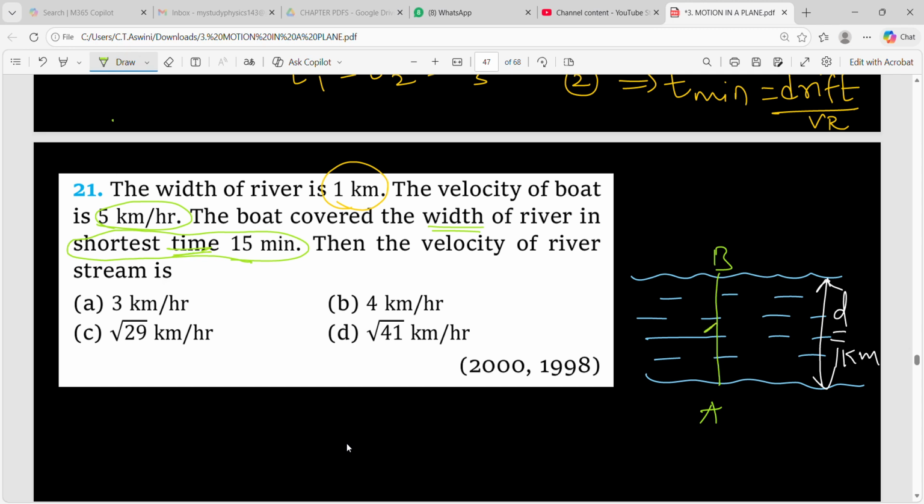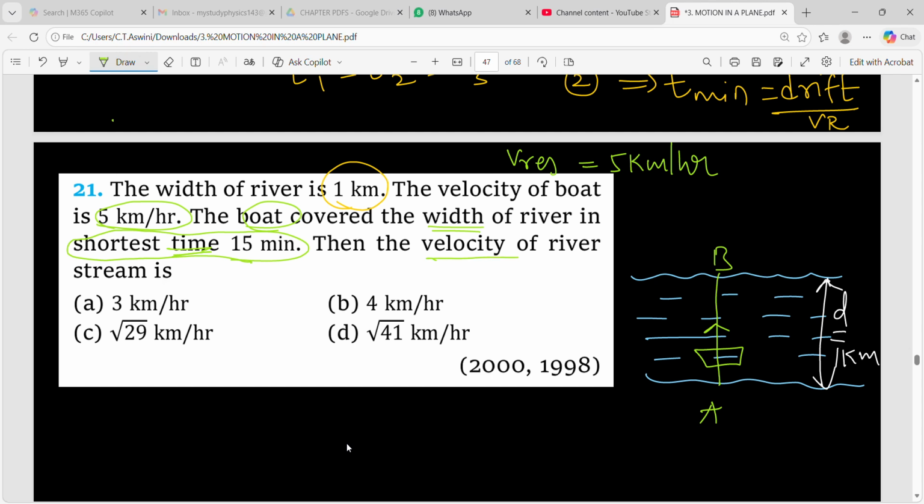This should be the direction of the swimmer or boat, both mean the same. Okay, so the boat has to move along AB. Now, what is the speed? 5 kilometers per hour. Read the question carefully. The boat has covered the width in the shortest time. That means the boat was in motion. That means the velocity of the boat which they gave here is actually the resultant velocity of the boat. They have given the resultant speed. This is not the speed of the boat in still water, because the river is in motion, right?